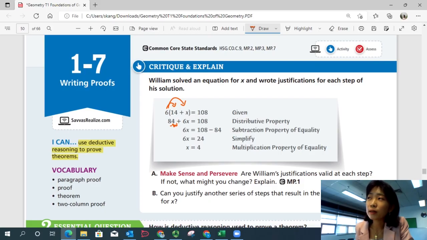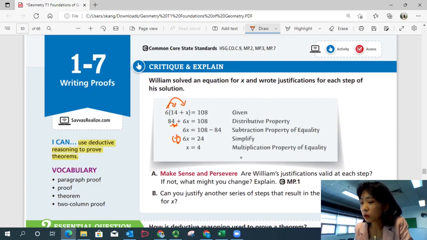And then multiplication property of equality. Is there something wrong with this? We simplify and then we get 24. And then what do we multiply by? Are we multiplying or dividing? Well, we can multiply by a fraction, you can multiply it by 1 over 6, but that also means that we can divide both sides by 6.